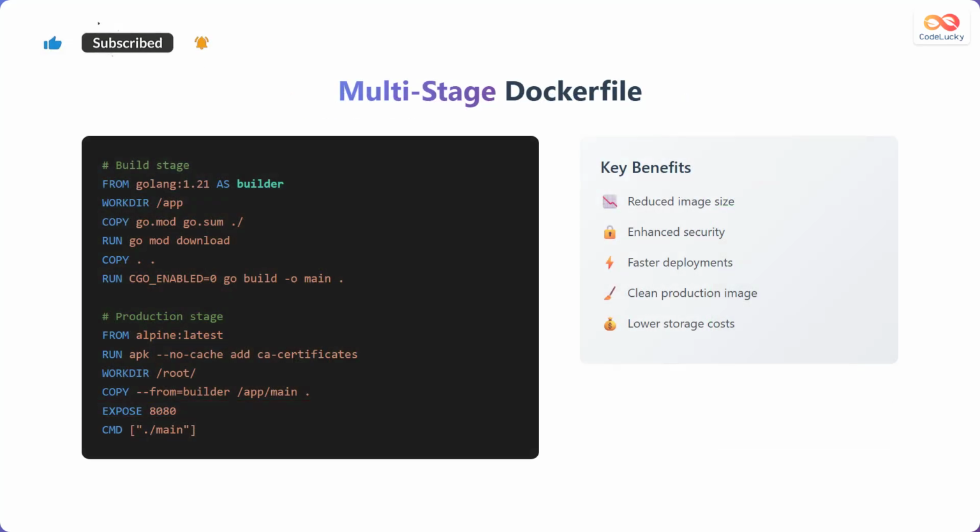Here's how to implement a multi-stage Dockerfile for Go applications. The first stage uses the Golang base image as the builder. We set the working directory, copy dependencies, download modules, copy source code, and build the application with CGO_ENABLED=0 for static compilation. The second stage starts with Alpine Linux, a minimal base image. We install CA certificates for HTTPS requests, set the working directory, and copy only the compiled binary from the builder stage using the --from=builder flag.